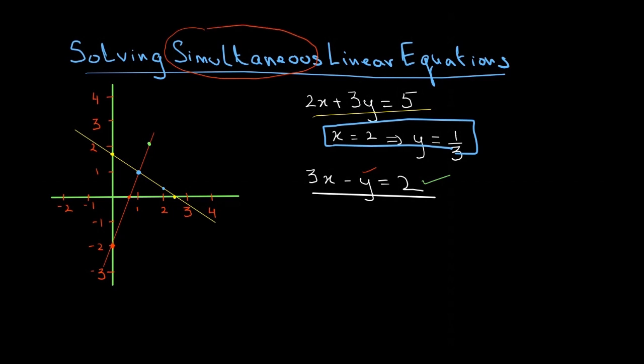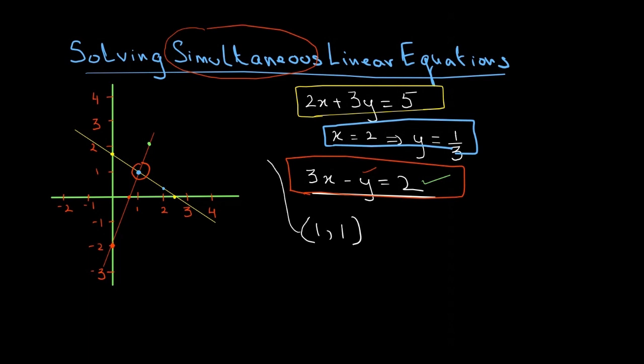So this is what I mean by simultaneous linear equation. Simultaneously, this point right over here satisfies the constraint of the yellow line, and it simultaneously satisfies the constraint of the red line. So both these constraints are simultaneously satisfied, and as you can see, the point turns out to be the point 1, 1. So this is the point 1, 1, which satisfies both. That's what I mean by solving simultaneous linear equations.